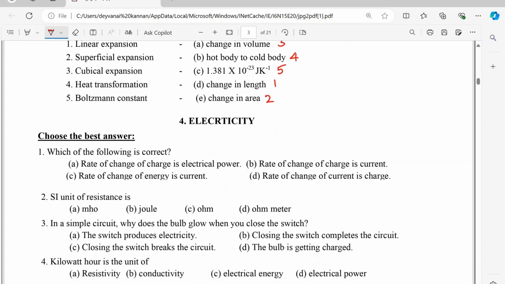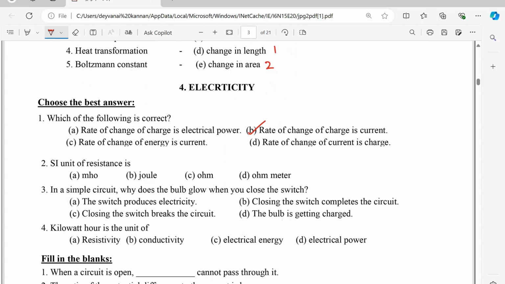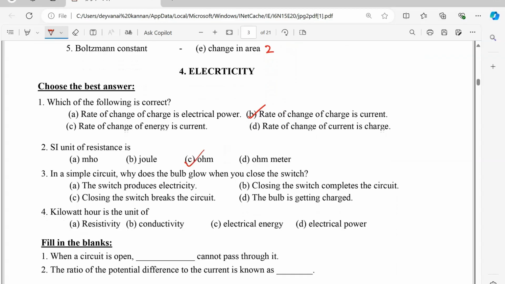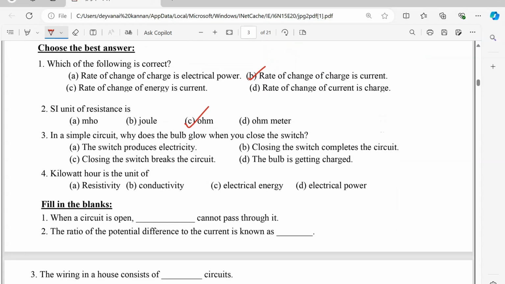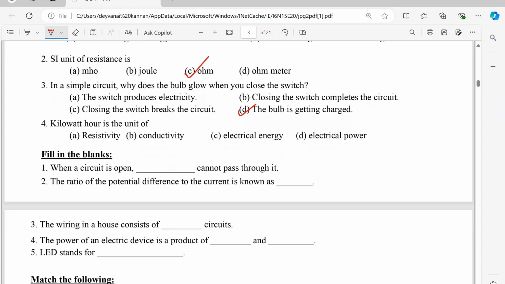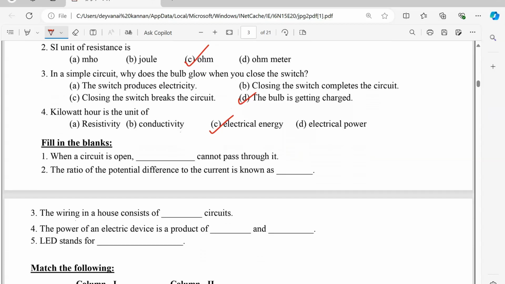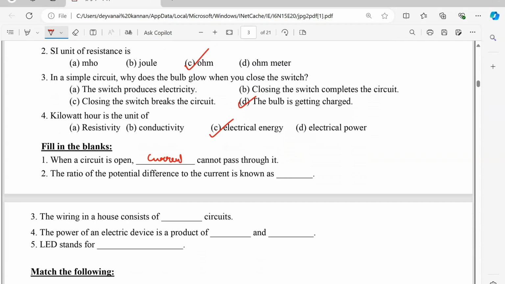So electricity, which of the following is correct? B, rate of change of charge is current. SI unit of resistance is ohm. In a simple circuit, why does the bulb glow when you close the switch? D, the bulb is getting charged. Kilowatt hour is a unit of electric energy. When a circuit is open, dash cannot pass through it. Current.